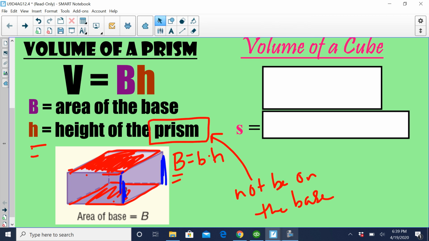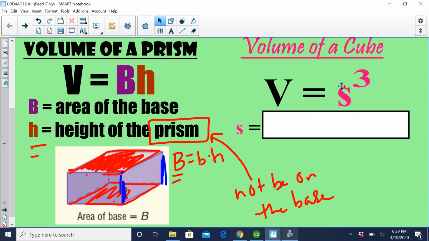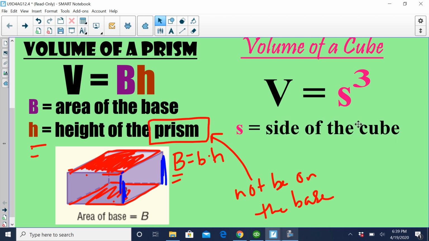One other thing that you'll see on your formula sheet, volume of a cube. Now, if you think about a cube, all of the faces of the cube are squares, and we know that all of the sides of a square have to be equal or congruent. So they're going to use this formula that's just S cubed, where S is going to represent the side of the figure. Okay, we don't find the volume of a cube very often, but that one will be on your formula sheet.